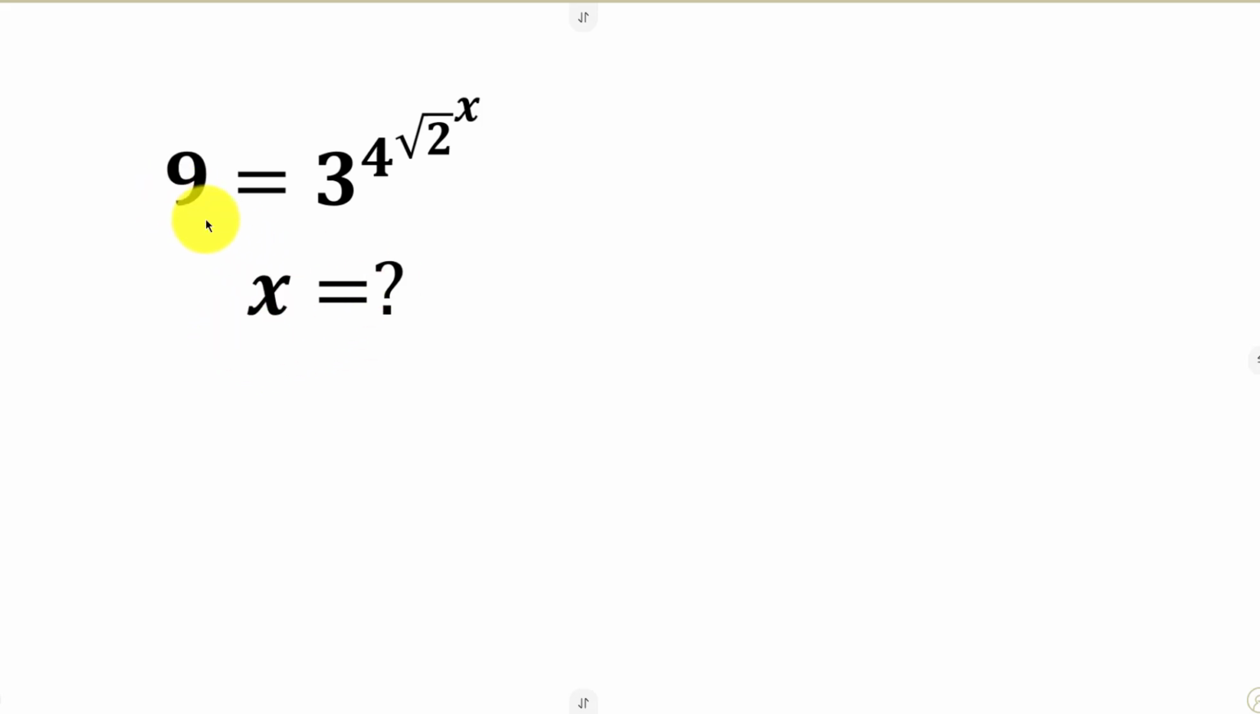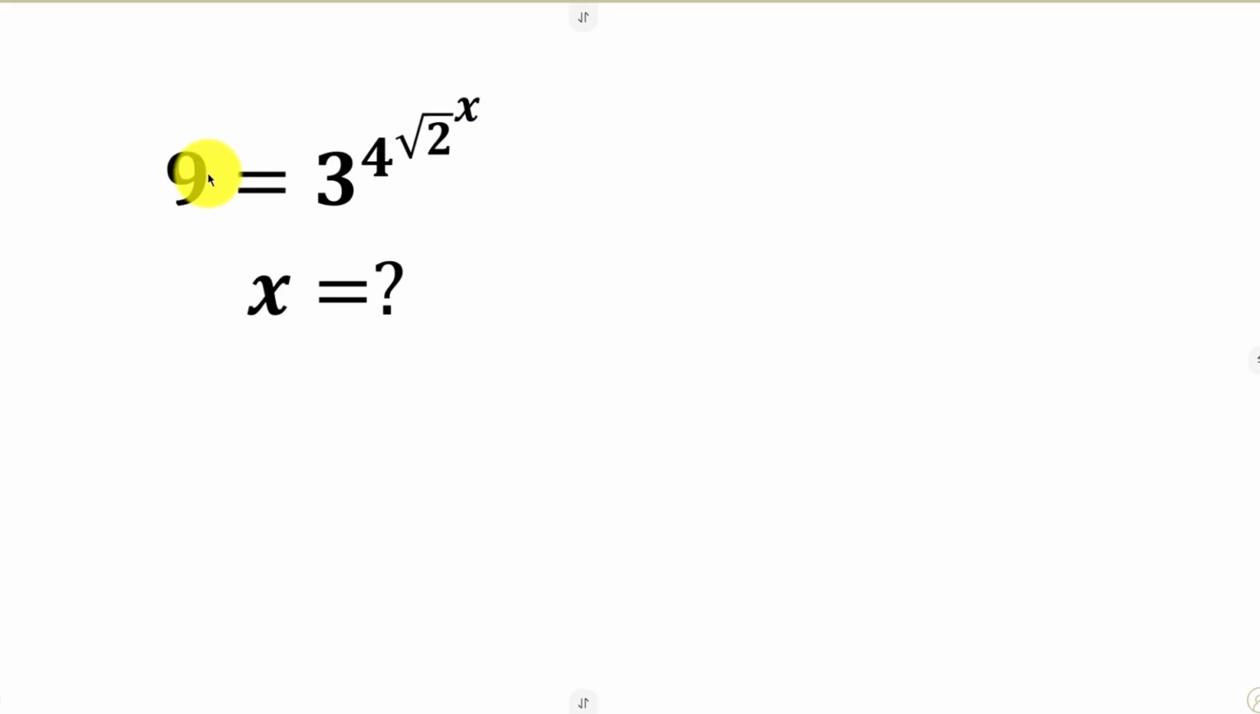We have this interesting question that says find the value of x given that 9 is equal to 3 to the power of 4 to the power of the square root of 2 raised to the power of x. Well, we can actually call this the exponent ladder. Let's see how fast we can solve this.